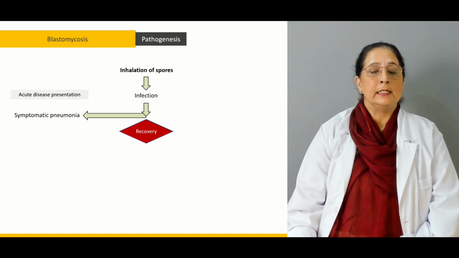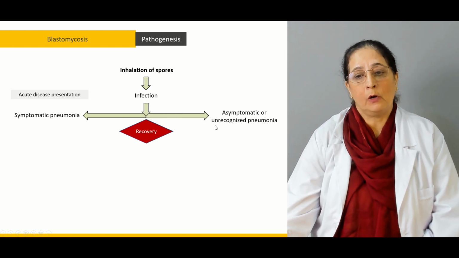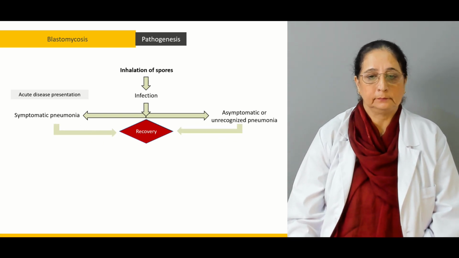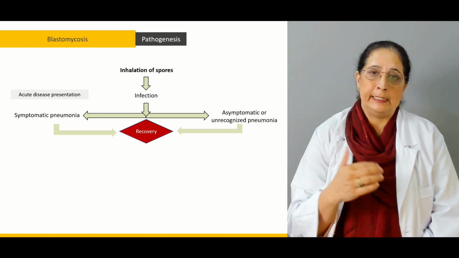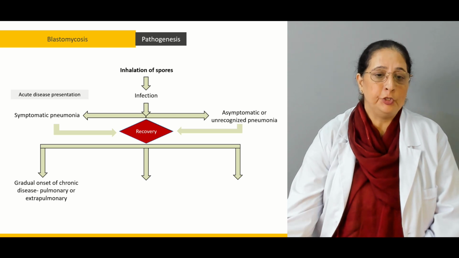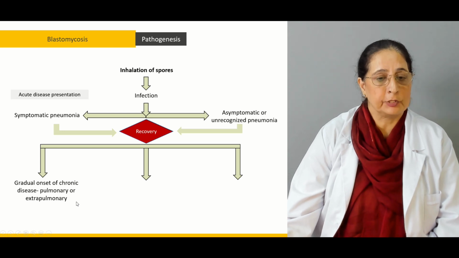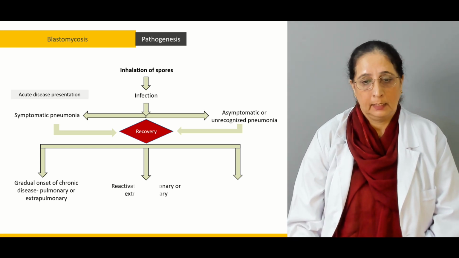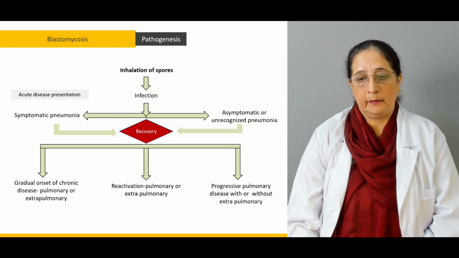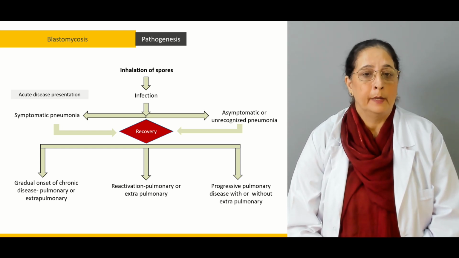Acute disease presentation. And then we have asymptomatic or unrecognized pneumonia also. Both conditions can lead to recovery from the illness. Gradual onset of chronic disease, pulmonary or extrapulmonary. Reactivation, pulmonary or extrapulmonary, and there is progressive pulmonary with or without extrapulmonary.